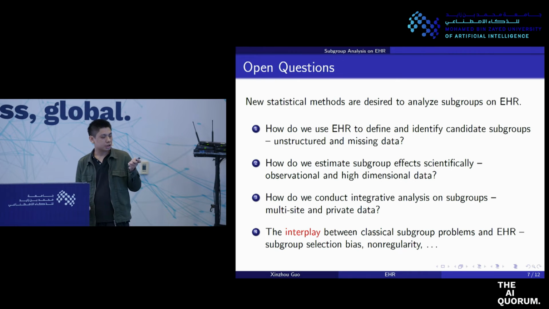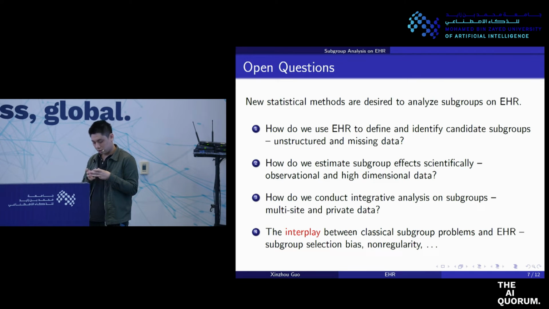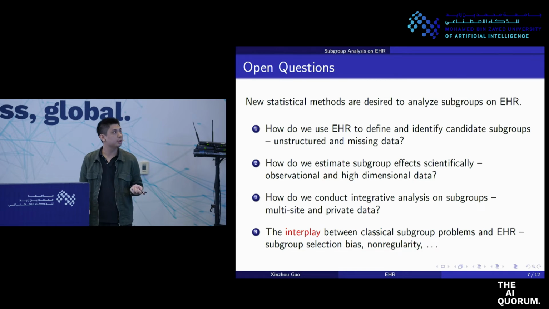So for the EHR, for example, if we use some unstructured data, or if we have some missing data, then how do we define the non-regularity in this case will also be a challenging problem. These are some open questions we need to address.